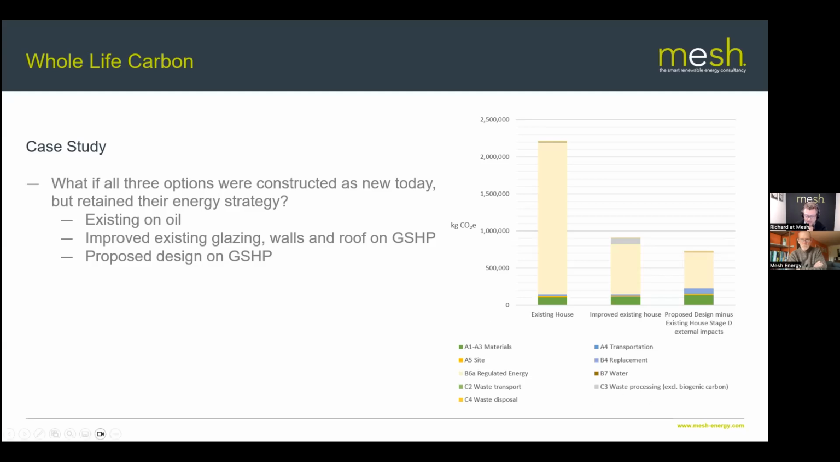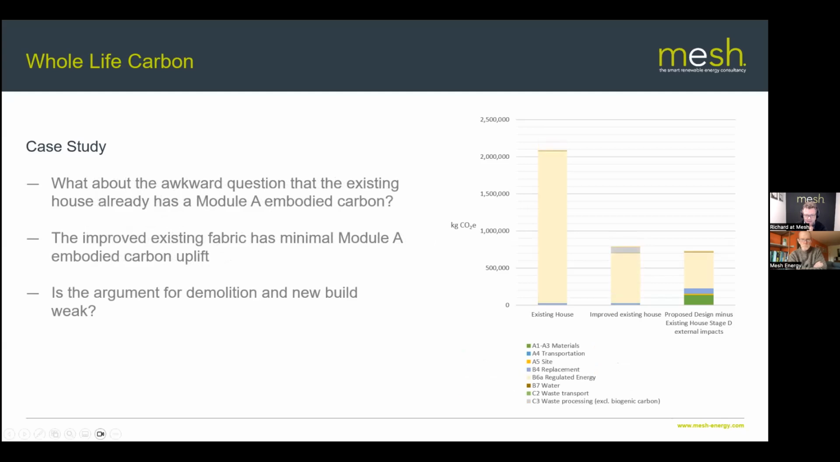And so we had to expand the level of analysis that we were doing and ask questions about, how much embodied carbon is in the existing building, for example. If you improve the existing house, how much module A embodied carbon are you adding to that building? And are we improving the fabric enough to make a significant difference? And is the argument for demolition or new build too weak?